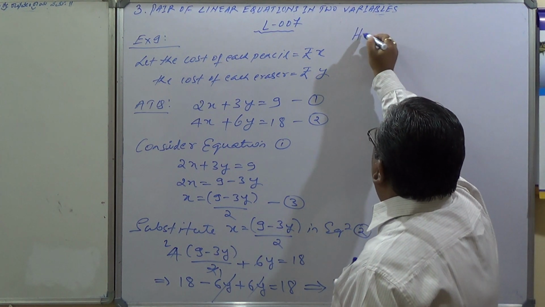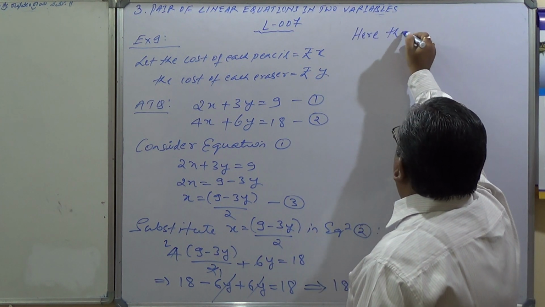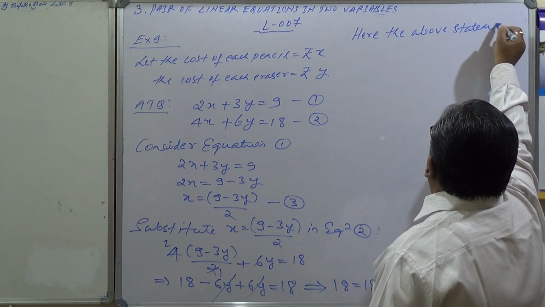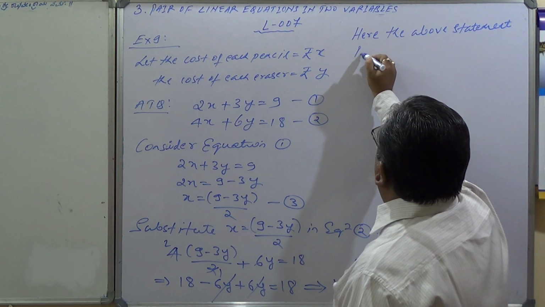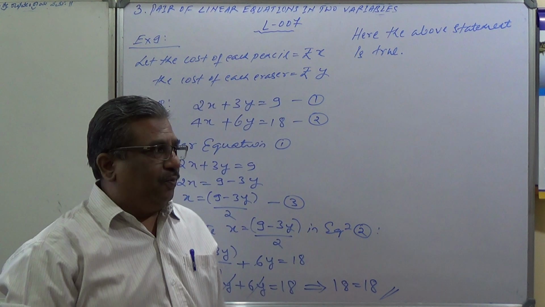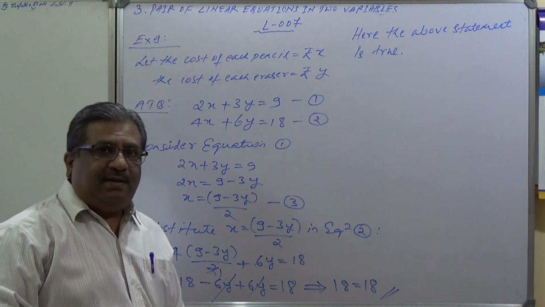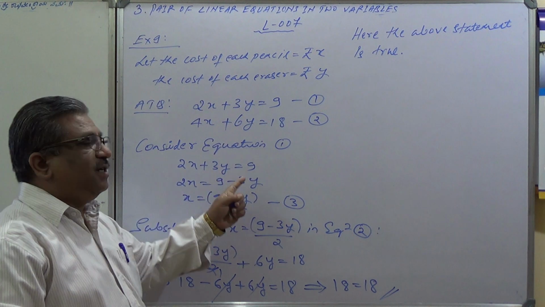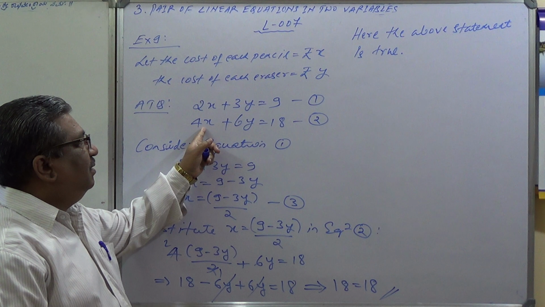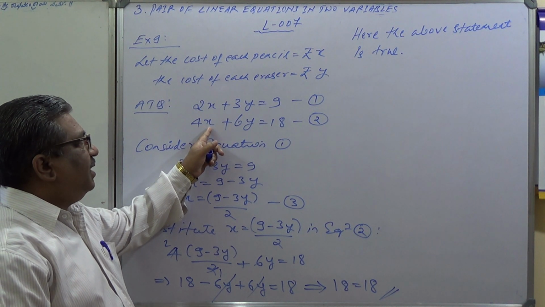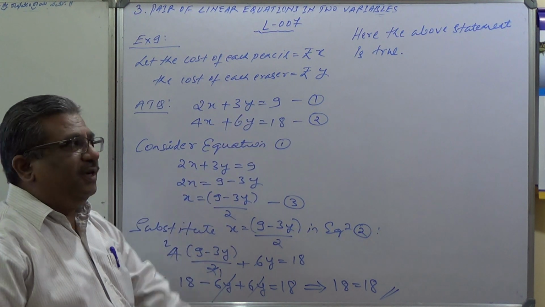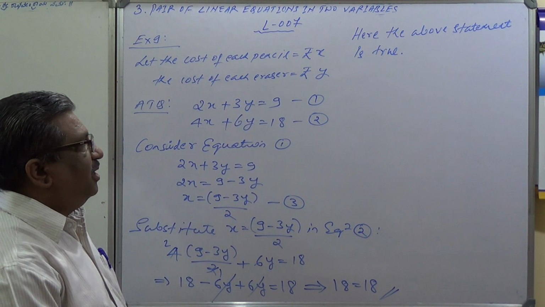Here, the above statement is true. What is the meaning of this statement being true? This means that both the equations are the same. Check it. If I take common over here, it will be 2x plus 3y equals 9. Both 1 and 2 are the same. Therefore, how do I write this situation here?